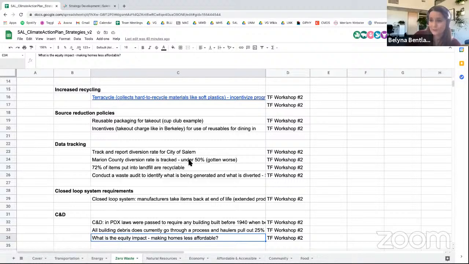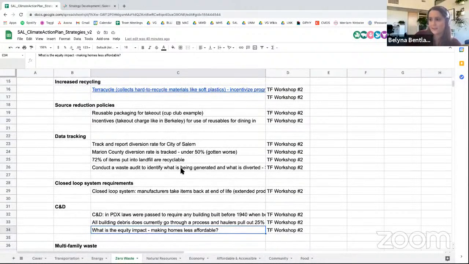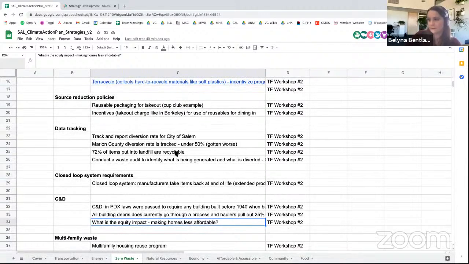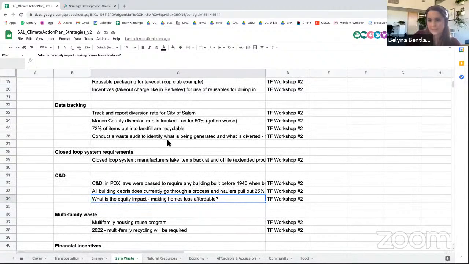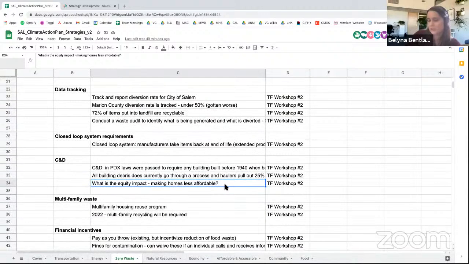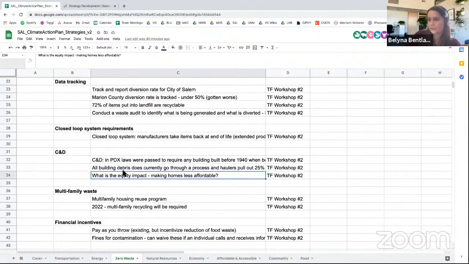So if we want to get to zero waste, we have to have some tracking mechanisms in place, noting that Marion County has a diversion rate, and if there's a way to more finely tune the city of Salem's diversion rate, doing a waste audit to get an understanding of what is in the landfill can help identify the opportunities for reduction. Construction and demolition waste, making sure that it's mandatory to divert as much waste from going to landfills from construction and demolition.